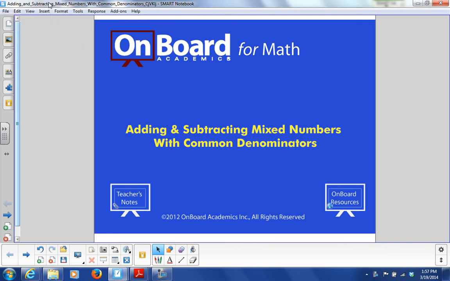Alright, so we went over adding and subtracting fractions with common denominators. And now we're going to step that up a notch and do adding and subtracting mixed numbers with common denominators. So now we're going to have whole numbers and fractions that we're going to have to add and subtract.